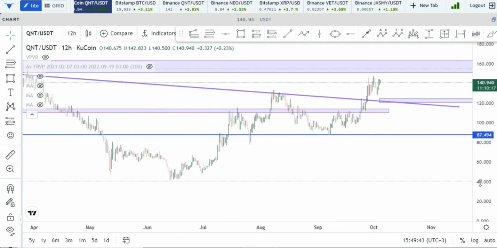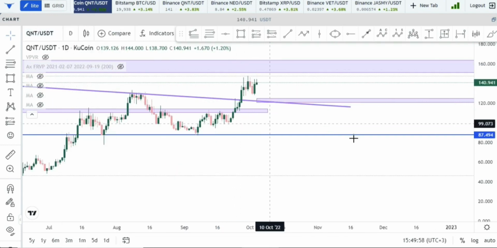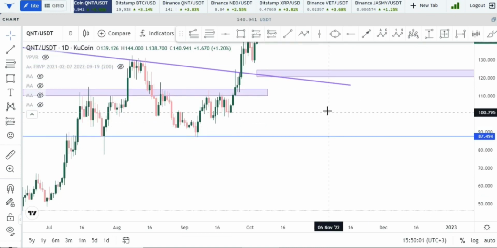So in the case that we get a rejection, let me quickly go back to the daily time frame. In the case that we get a rejection from where we are, what are the immediate support levels that we are looking at, right?